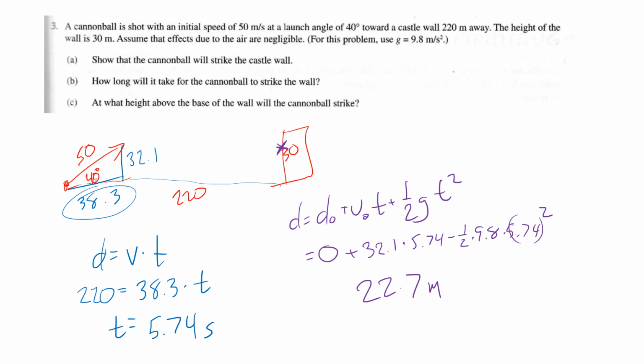Let's do part B. How long will it take for the cannonball to strike the wall? Done with part B. At what height above the wall will the cannonball strike? Done with part C. And that's it. That's how it works. Bada bing, bada boom.